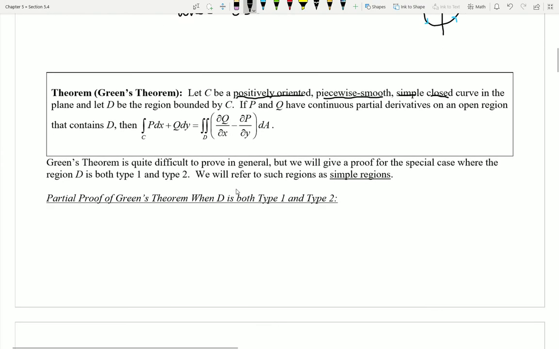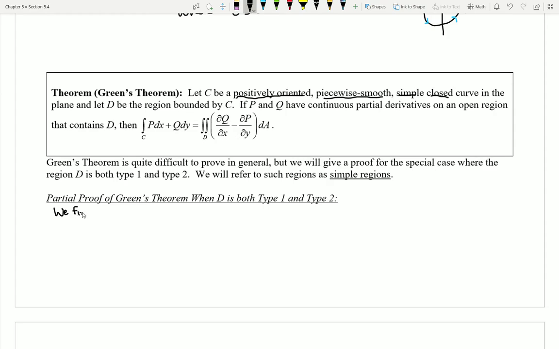Now, let's take a look at why exactly Green's theorem might even possibly be true. The proof in general is fairly difficult, but we're going to try to prove just a special case where, as I state here, D is both a type 1 and a type 2 region. We'll refer to these regions as simple regions, typically. So let's take a look at what we have here. So here's where I'm going to start.